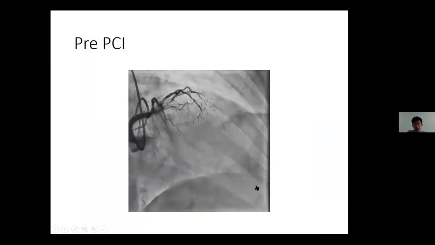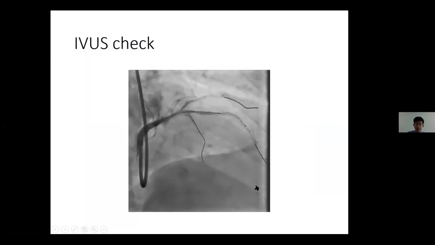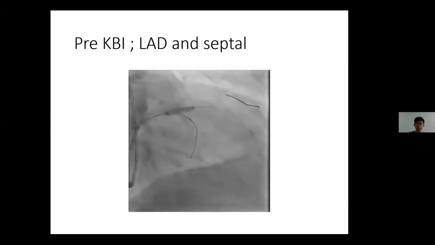This is an example case. It's a LAD bifurcation lesion. After wire crossing, we checked IVUS, and this is a septal branch here. This patient has very low LV function. It means protecting the side branch is very important, especially a large septal branch. And around the septal branch, there is much plaque here. It means if we put the stent only in the LAD, maybe the side branch would disappear. So we decided to perform KBT for LAD and septal.